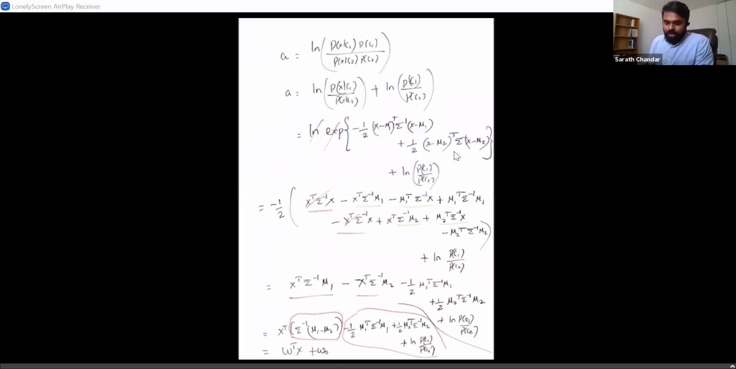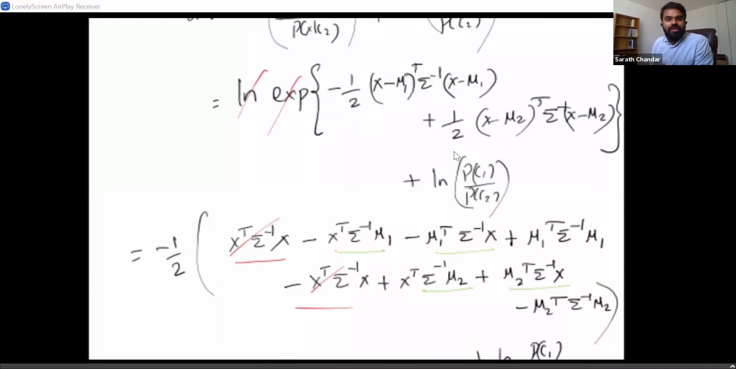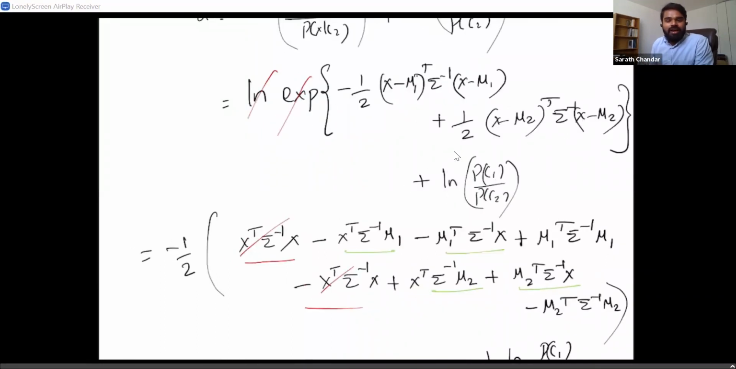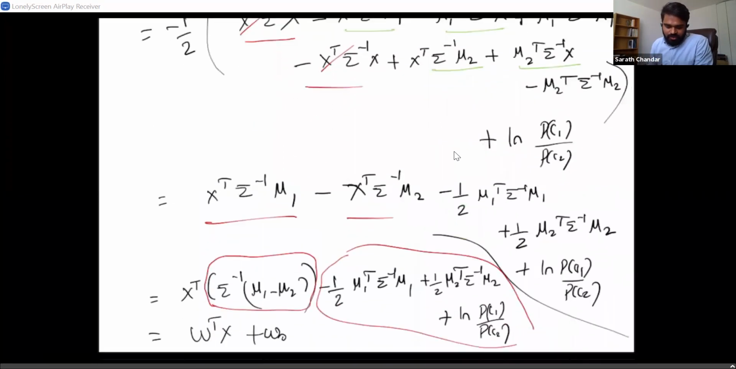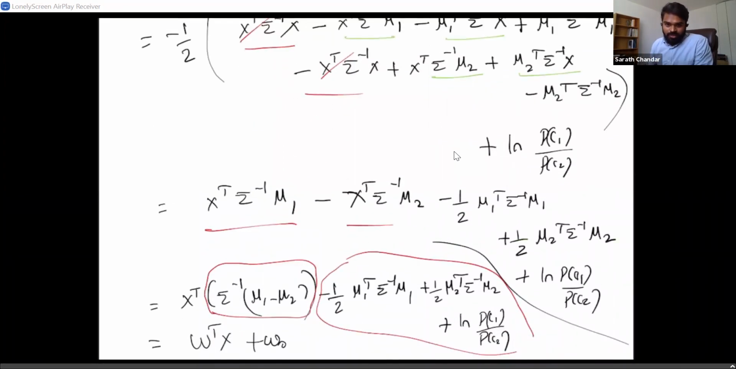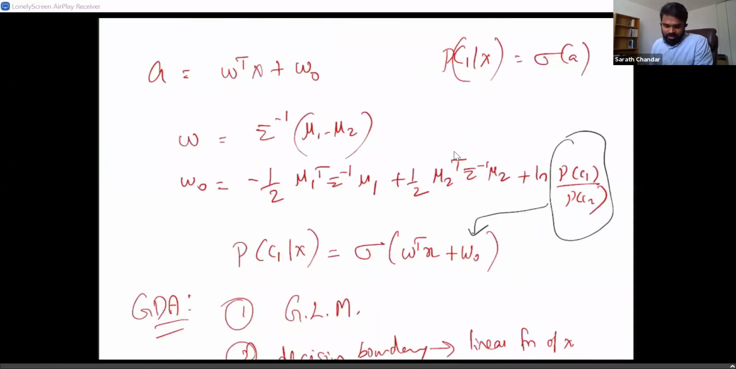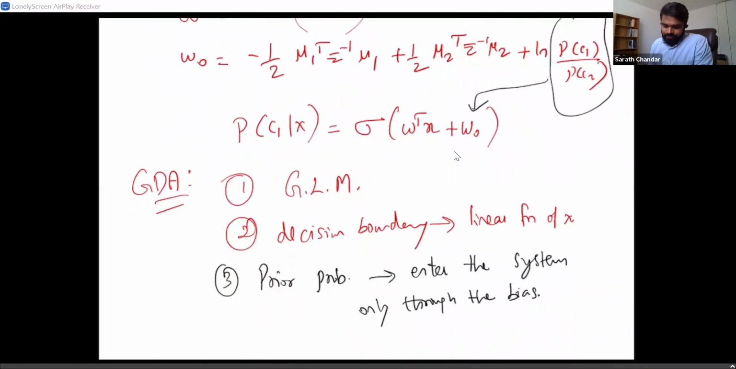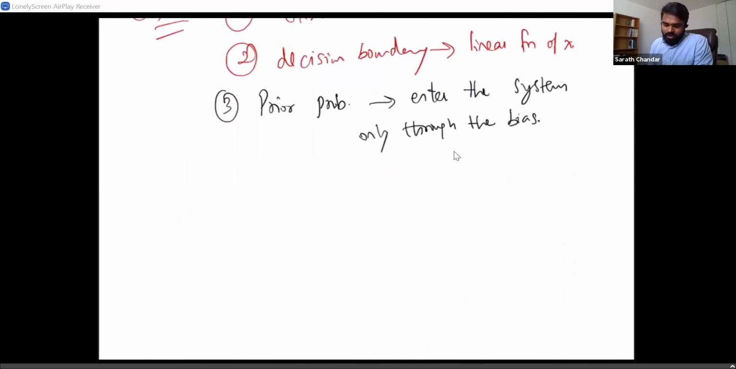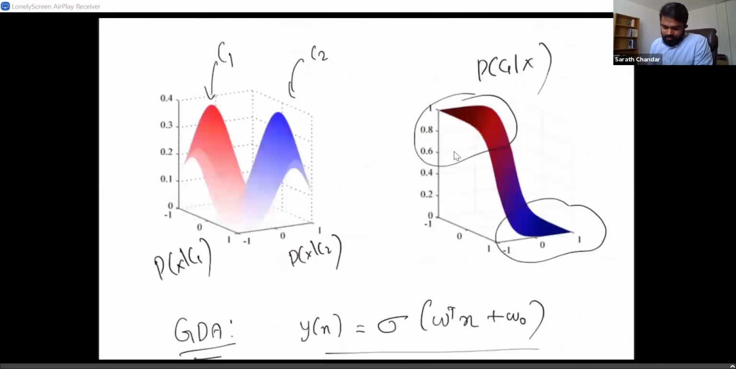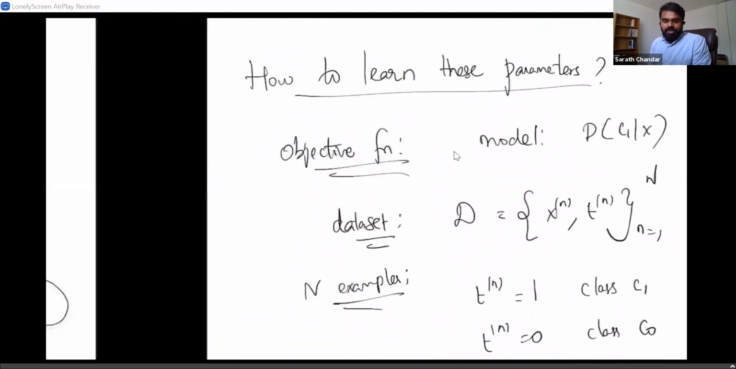One thing to remember here, maybe I should zoom in: because I had the strong assumption that the covariance matrices are shared, the x squared terms canceled each other. So there are only linear terms of x left. Here you can see that GDA can be represented as W transpose x plus W0, where W is given by the first circled term and W0 is given by the second circled term. Okay, I think this is where we stopped.